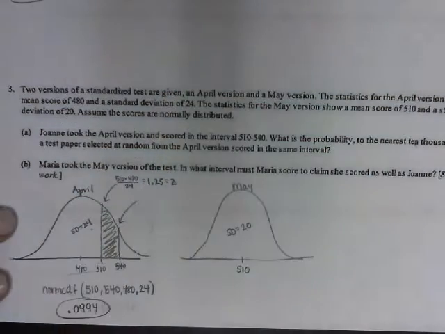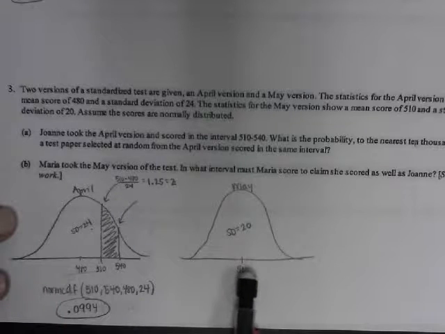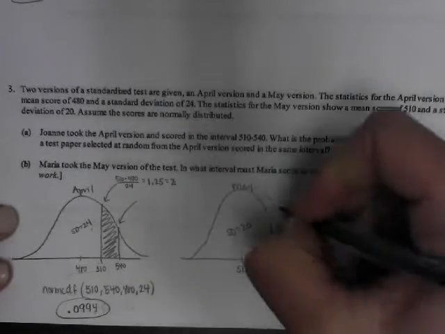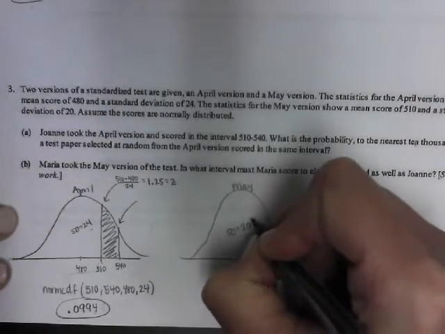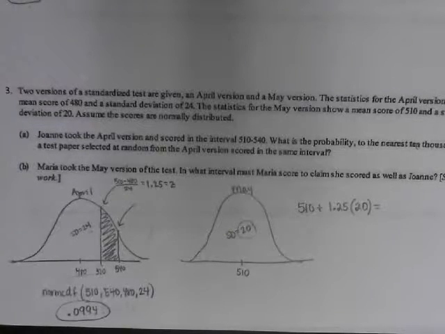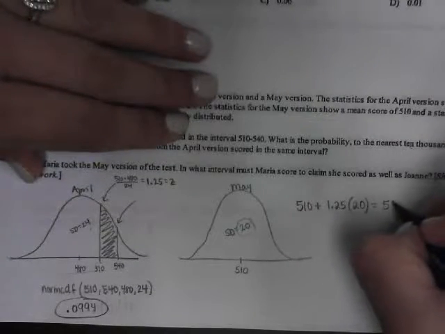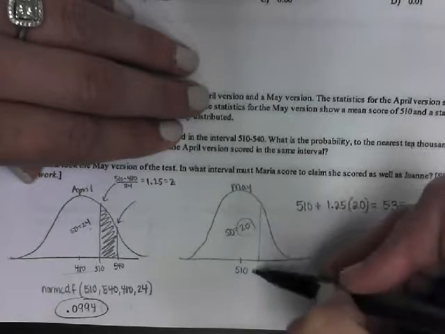That's your z-score. So we would need to find the score that's 1.25 standard deviations above 510. So 510 plus 1.25 of the standard deviations in this case, which are 20. 510 plus 1.25 times 20, so you're going 1.25 standard deviations away. That puts the lower end here at 535.